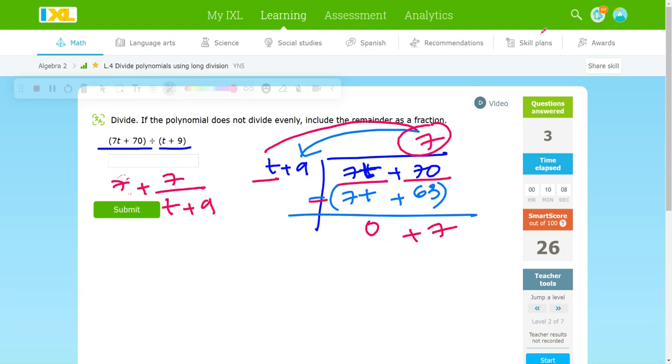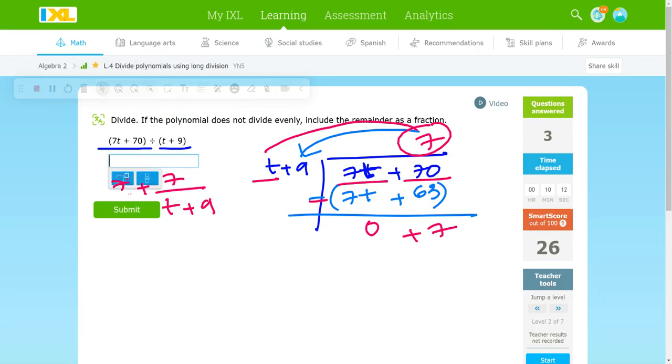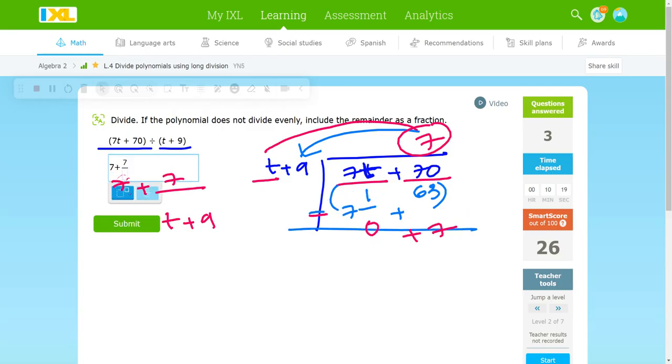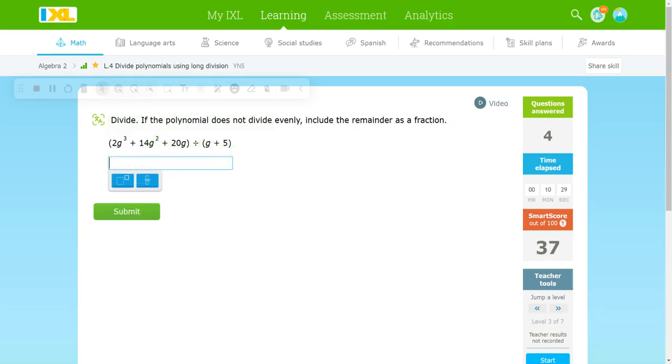Okay, so here we go. Go over here, I put down 7 plus a division. On top is 7. On the bottom is t plus 9. Okay, submit. I should be correct. Alright, so let's do one more over here.